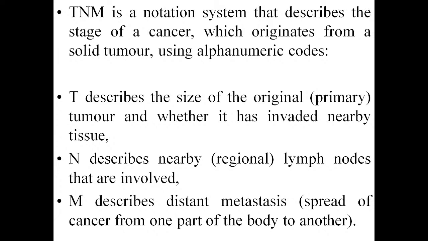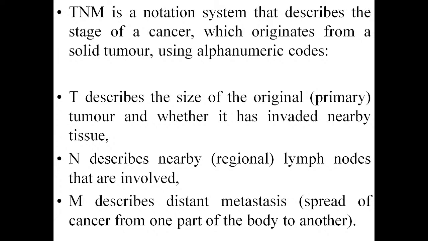And now I show you, TNM classification is a notation system that describes the stage of the cancer, which originates from a solid tumor, using alphanumeric codes. What is it? Letter T. Letter T describes the size of the original primary tumor and whether it has invaded nearby tissue.